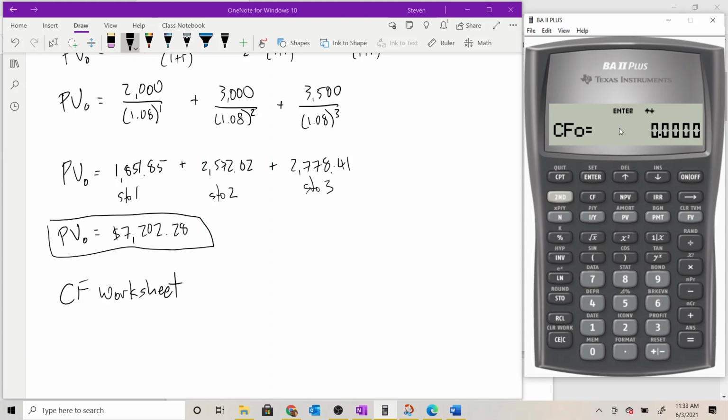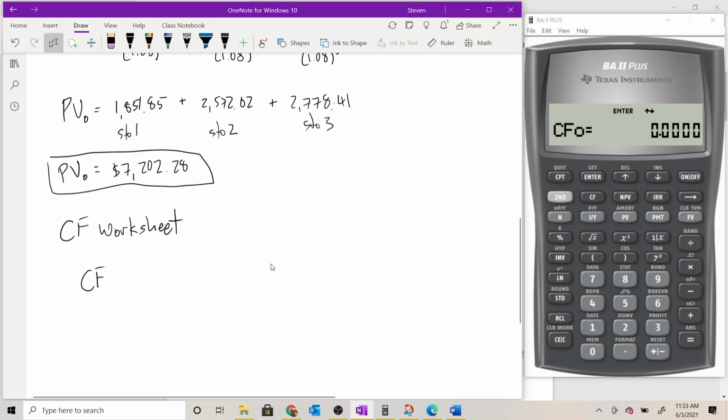So I'm going to start out by clearing this out. The way we clear out the cash flow worksheet is a little bit different. We start by hitting the 2nd key, and then we press CLR Work on the bottom left, which is attached to the clear key. So second and clear work will zero out all the entries inside the cash flow worksheet. All right, now we can enter the cash flows just like they appear on the timeline.